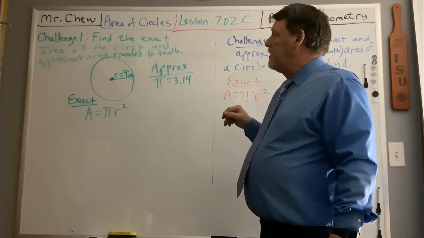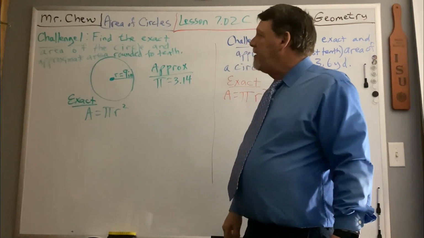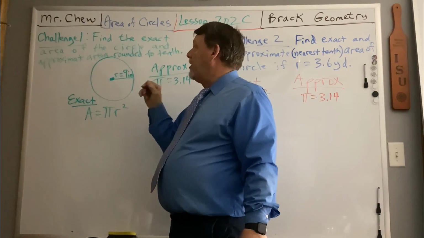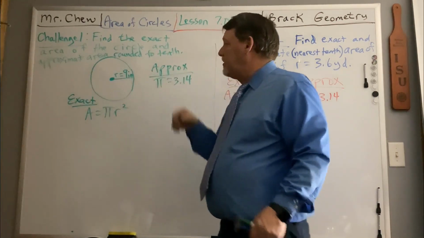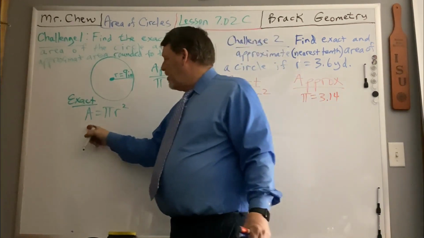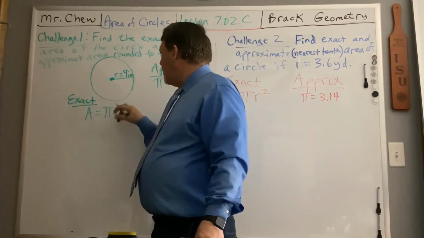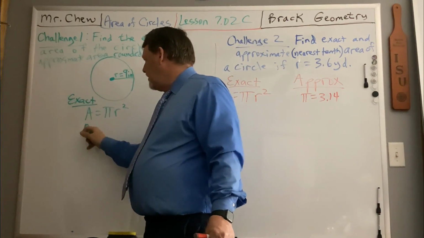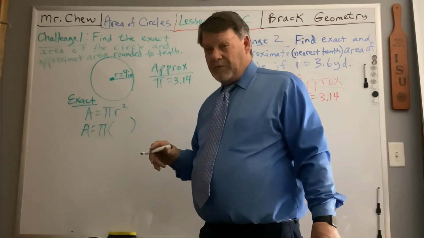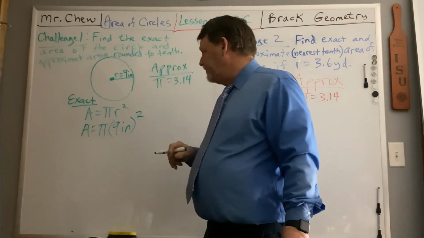So in challenge 1, it said if we have a circle that has a radius of 9 inches, I can find the approximate area after finding the exact area, and when I find the approximate area, round it to the nearest tenth. So in this particular problem, the area equals pi r squared is the formula that you use for the area of a circle. If r is 9 inches, I put my parentheses here, and the substitution property of equality says that I can plug in a 9 inch here and then square it.